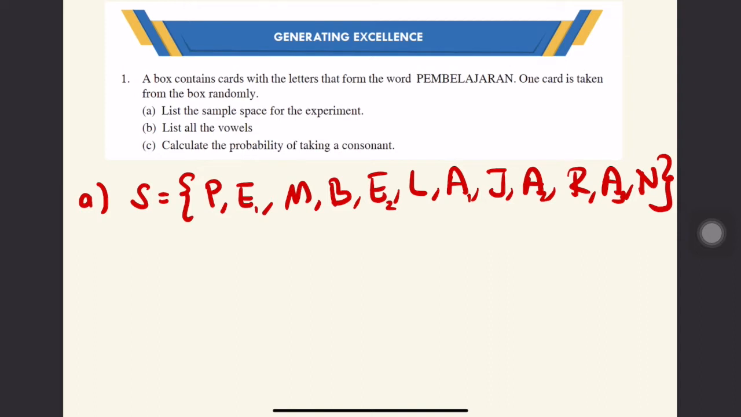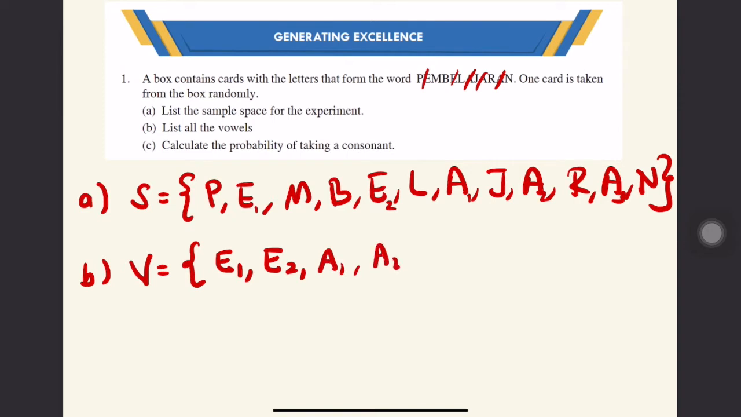Next, B, list all the vowels. For example, V, vowels, we have E1, E2, because there are two E's. And for A we have 3 A's, so A1, A2, and A3. As simple as that.